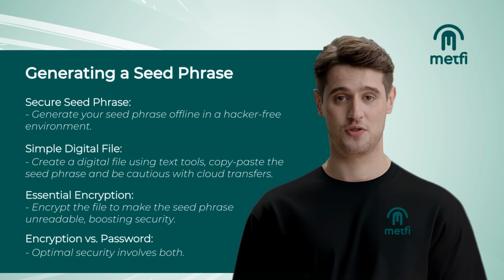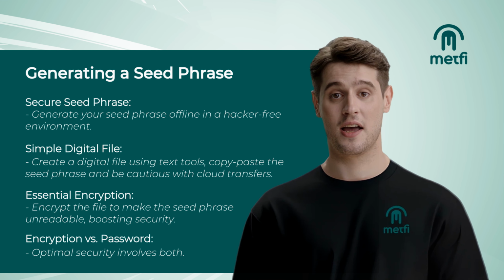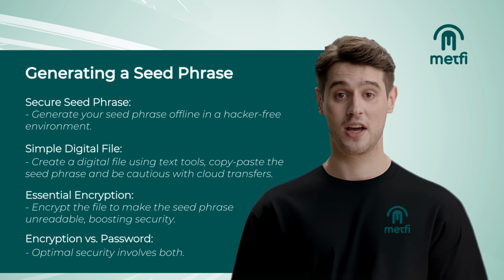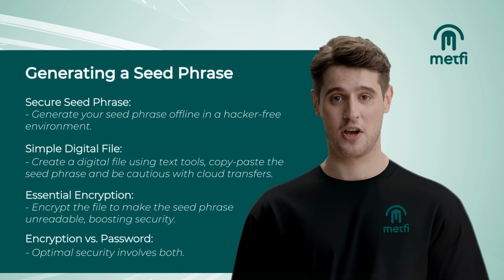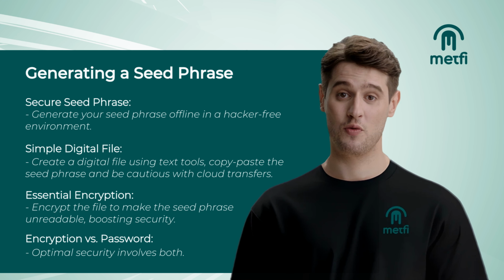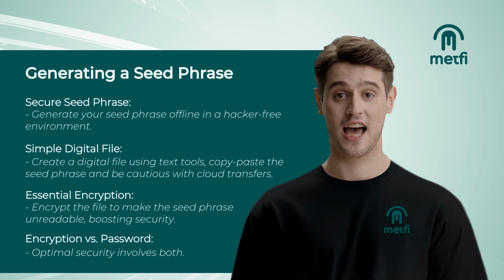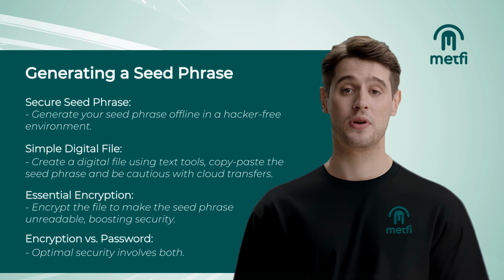But isn't this like using a password? Not quite. Think of it like this. With encryption, the diary's content is in a secret code. Without the special key, it's just alien language. Password protection is like having a lock on the diary. The content is readable, but you can't open it without the right key. For top-notch security, we want a diary with both a lock and a secret code inside.